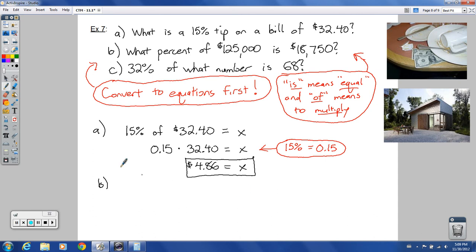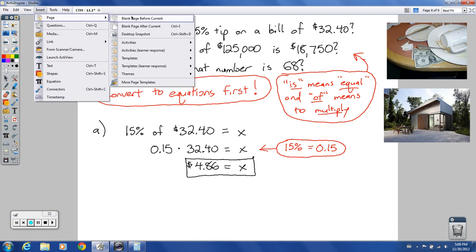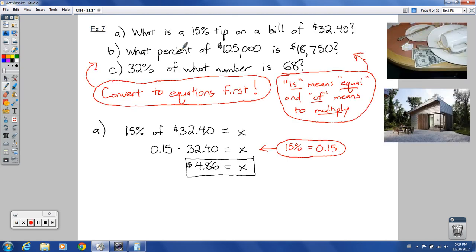I think I'm going to need a little more space here, so I'm going to create a new page after this, just a second. So insert a blank page after, there we go. And so part B here, let's say we have what we had here. So what percent of $125,000 is $18,750?